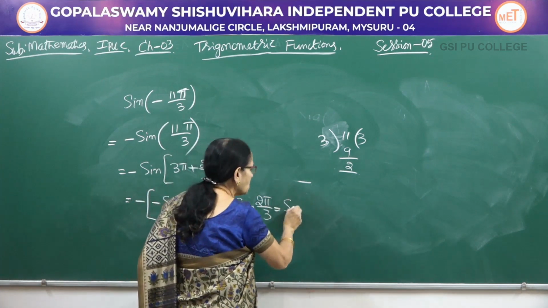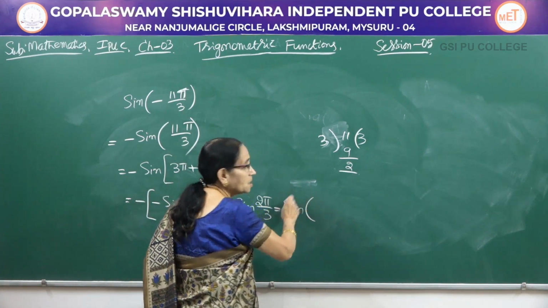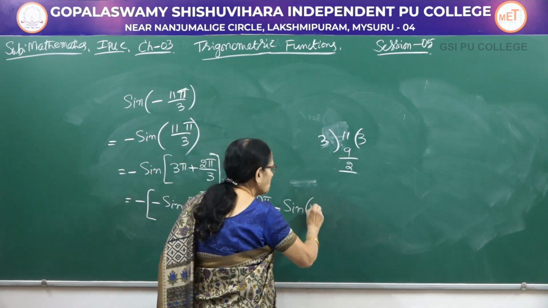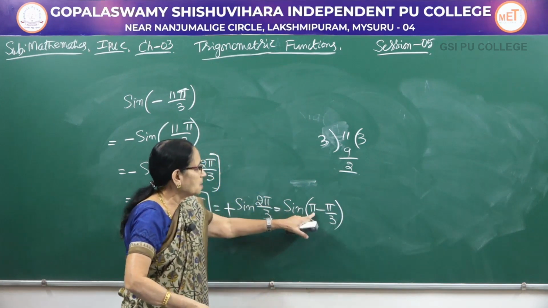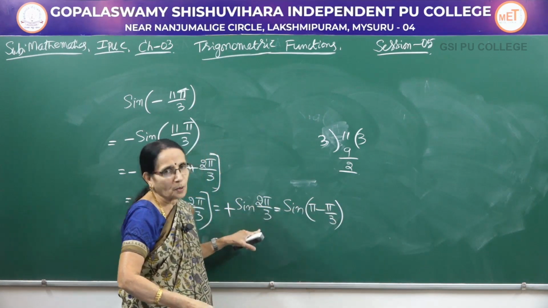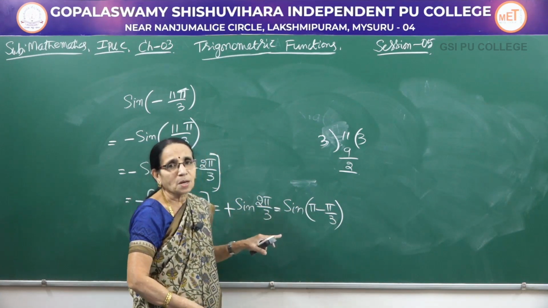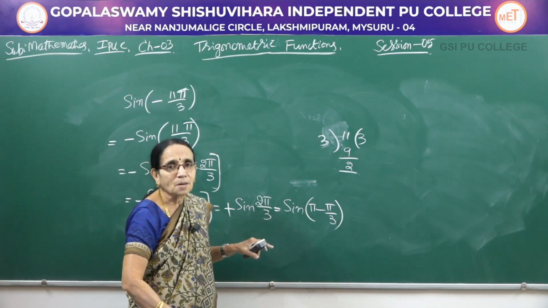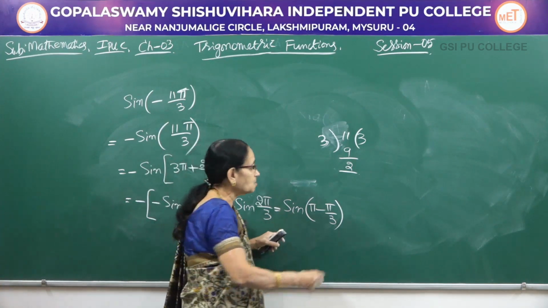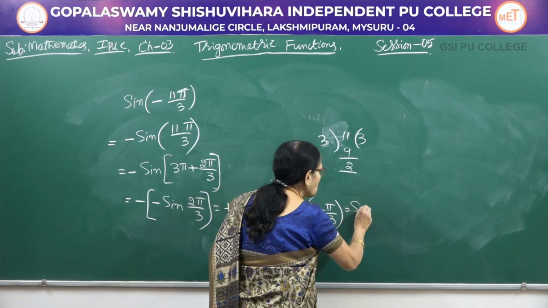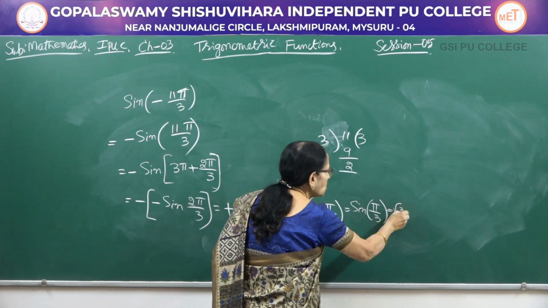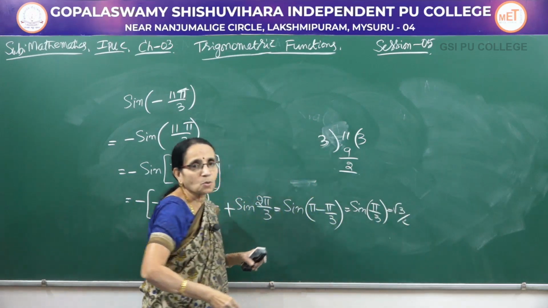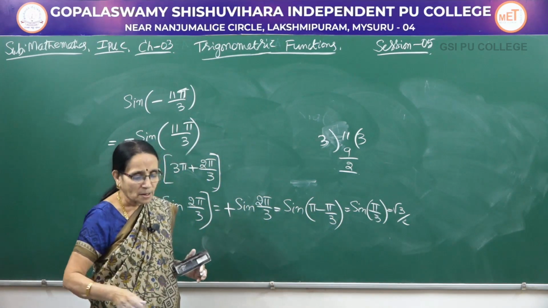Now, this angle, using the allied angle rule, could be written as pi minus pi by 3. That is, if you take the LCM, 3 minus 1, 2 pi by 3. Pi minus something, 180 minus something, is in the second quadrant where sine is positive. Therefore, it is sine of pi by 3, again a standard value, it is root 3 by 2. So, you can get the value.